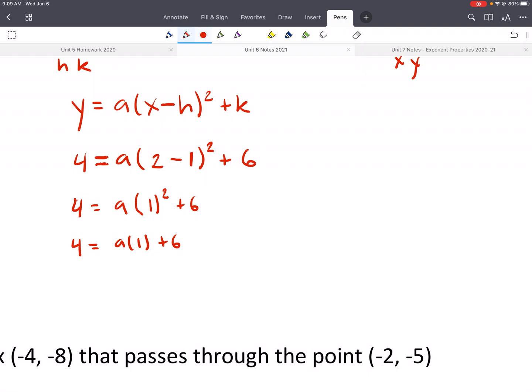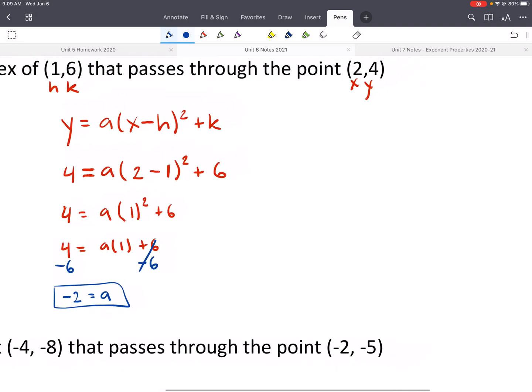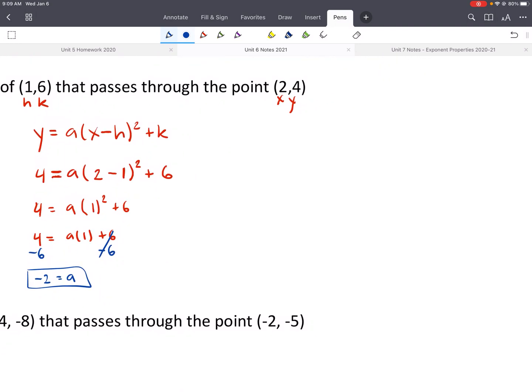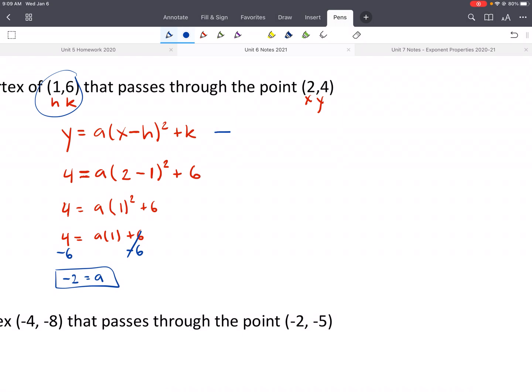And then to get a, again, it's like opposite of PEMDAS. So we need to do our addition and subtraction first. So we need to subtract 6 from both sides. And that gives us negative 2 is equal to a times 1. Well, that's just a. So we have a equals negative 2. So now we have a, and we have h and k, so we'll plug it into our form. So we'll have y equals negative 2 is a, x minus h, that's minus 1, squared plus 6.